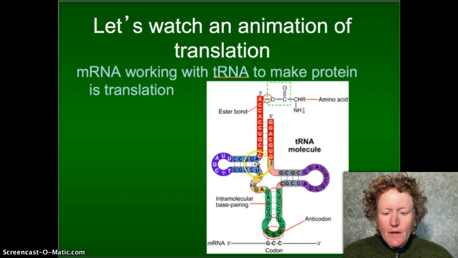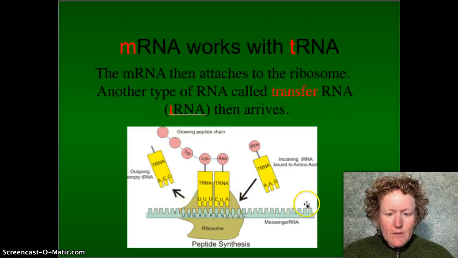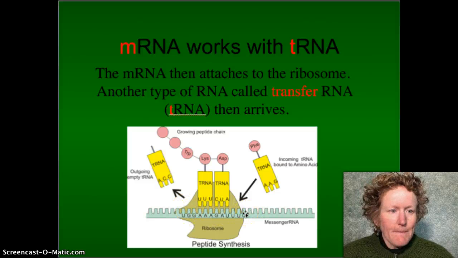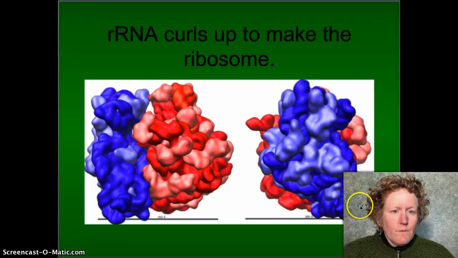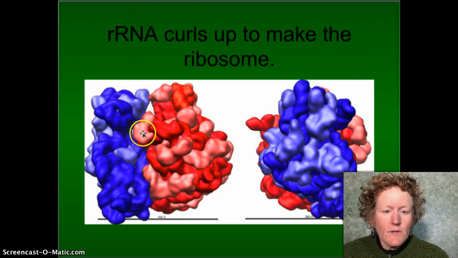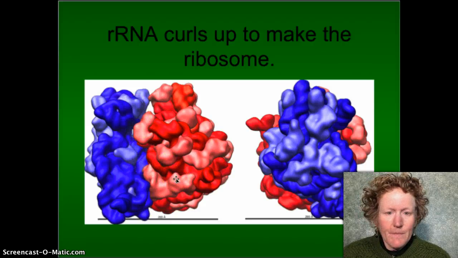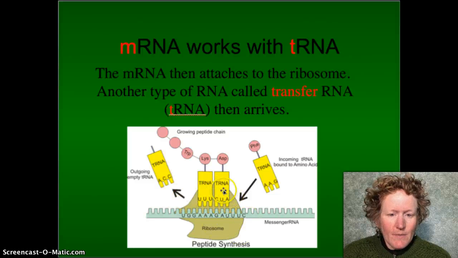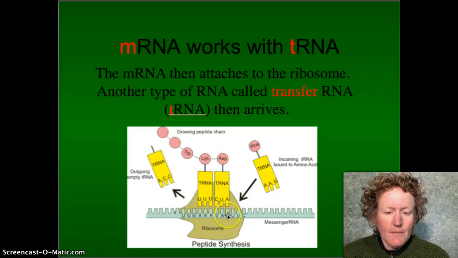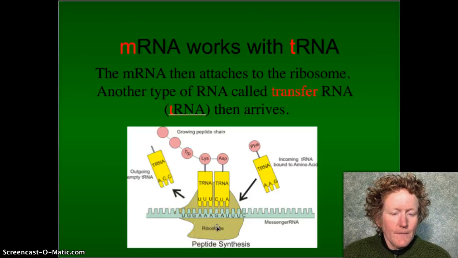Unlike transfer RNA, messenger RNA is a single strand and works best when it's all unfolded. Ribosomal RNA also curls up on itself. It's another type of RNA that crumples up to make the ribosome that helps line everything up, the tRNA, the amino acids, and the messenger RNA. The ribosome here is crumpled up rRNA. So messenger RNA here is the only straight RNA.